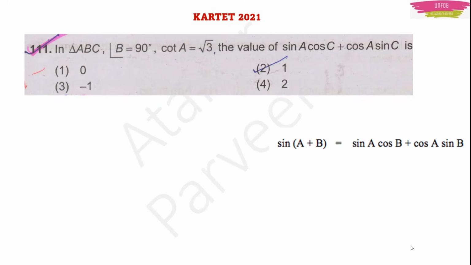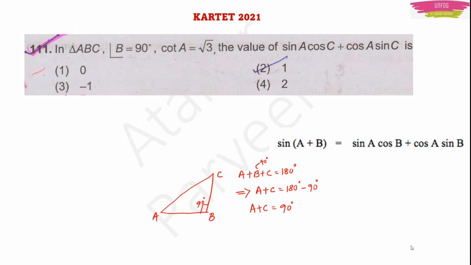Another question, this is coming from a previous year TET exam. The question is, in triangle ABC, angle B is equal to 90 degrees. cot A is equal to root 3. The value of sin A cos C + cos A sin C is. By seeing the question only, one identity came to my mind. Just now I told you, right? It is sin(a+b) = sin a cos b + cos a sin b. Write this identity on the side and then you try to solve this sum.